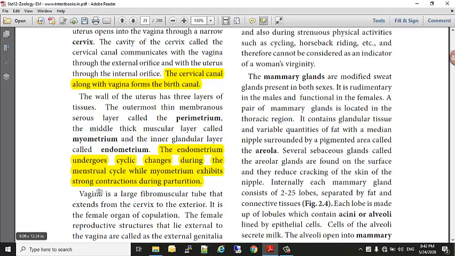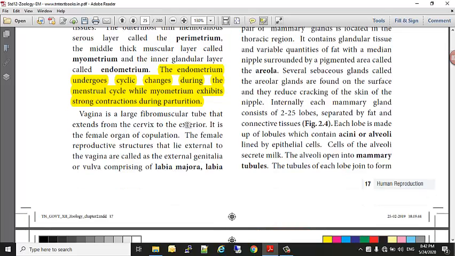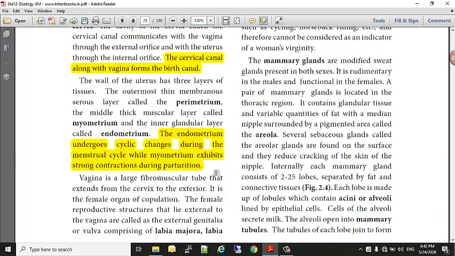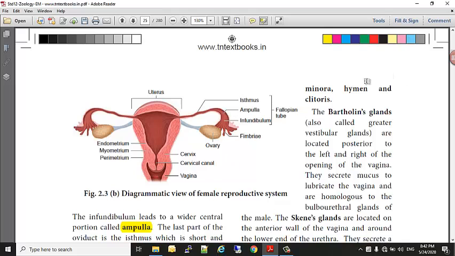Okay. The vagina is a large fibromuscular tube that extends from the cervix to the exterior. It is the female organ of copulation. The female reproductive structures that lie external to the vagina are called the external genitalia or vulva, comprising the labia majora, labia minora, hymen, and clitoris.